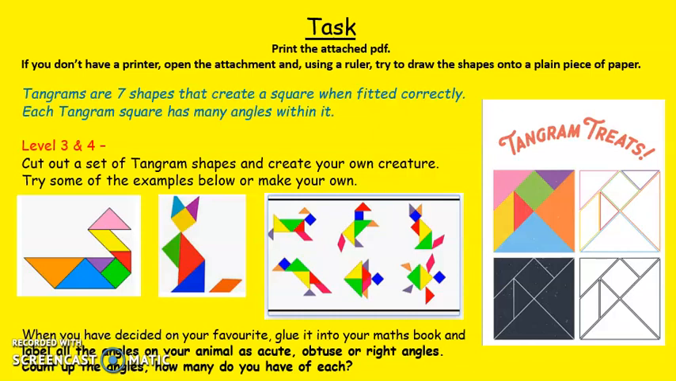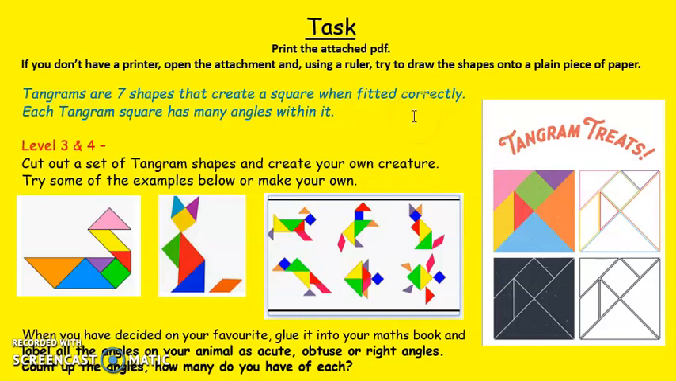Now, you'll also find in today's attachment that there is a PDF called Tangram Treats. And it's your job now to either print this off and cut out one of the Tangram Treats, or if you haven't got a printer, you might like to try and draw a tangram. What is a tangram? Well, tangrams are 7 shapes that create a square when fitted correctly. Each tangram square has many angles within it, and that's why we're having a look at it today.